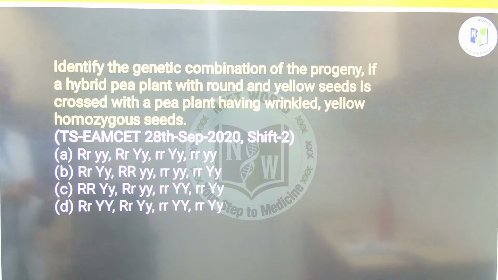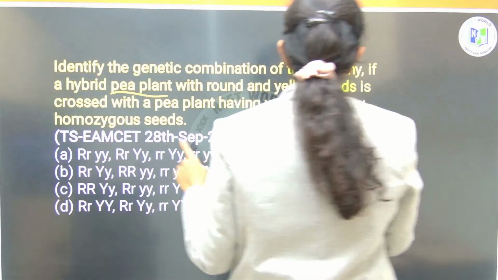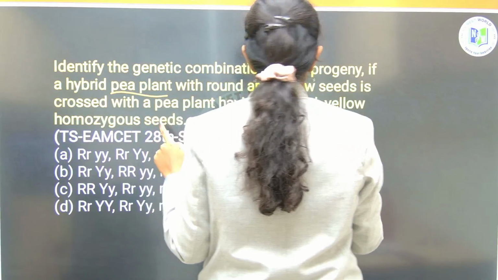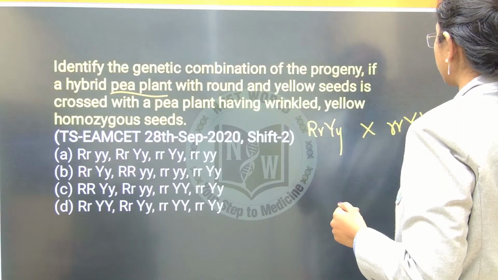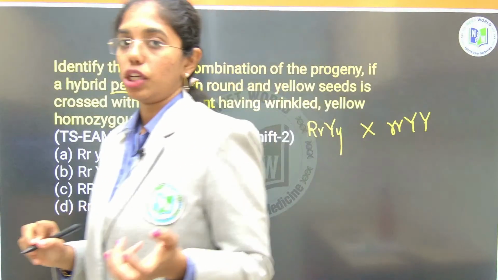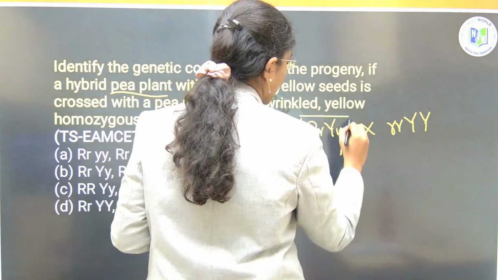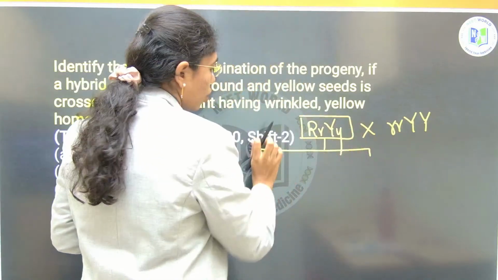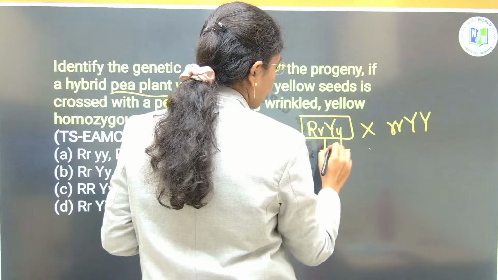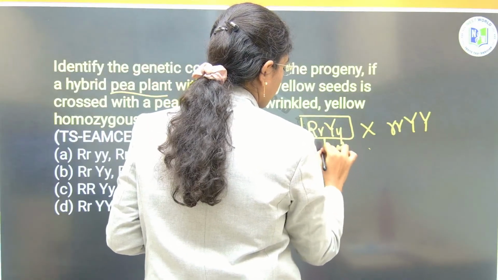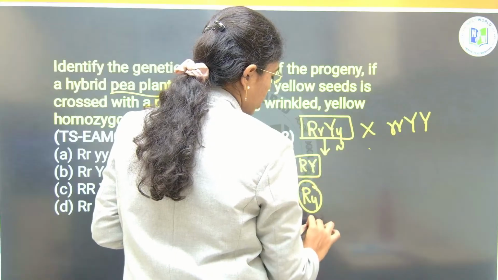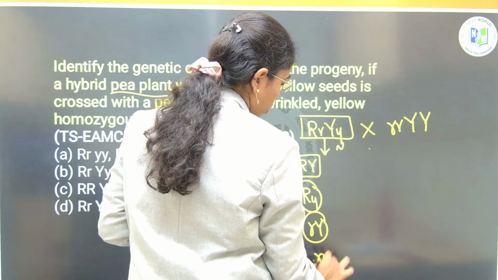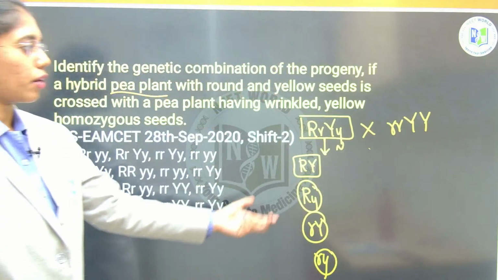Identify the genetic combination of the progeny. If a hybrid pea plant with round yellow seeds is crossed with the pea plant having wrinkled and yellow homozygous seeds. So here first you look into the gametic combinations, how gametes are formed. From this heterozygous nature, you can get 4 types of gametes. What are they? Capital R, capital Y, capital R, small y, small r, capital Y, and small r, small y. These are 4 different types of gametes that are formed from this individual.